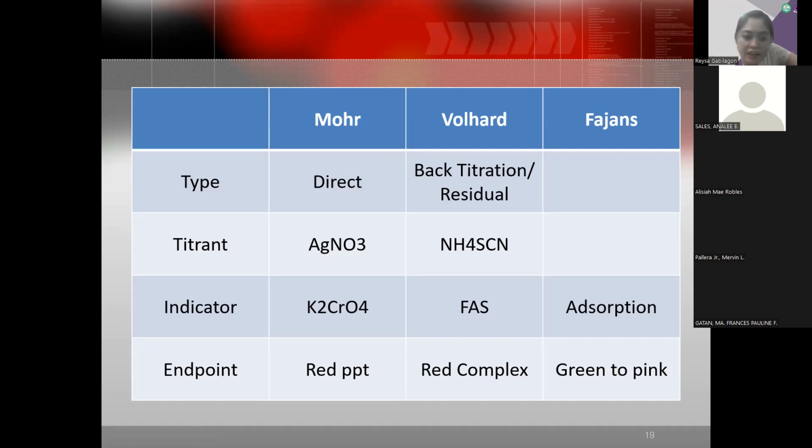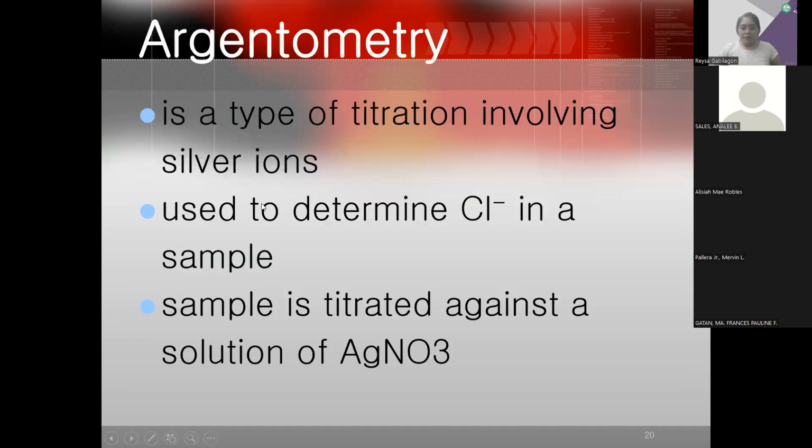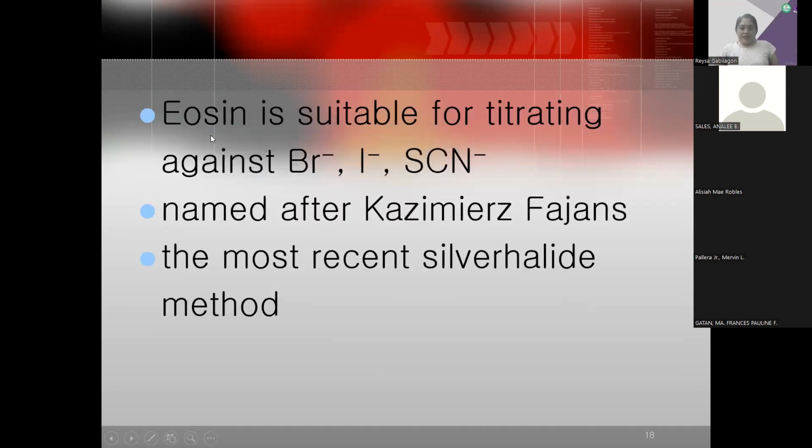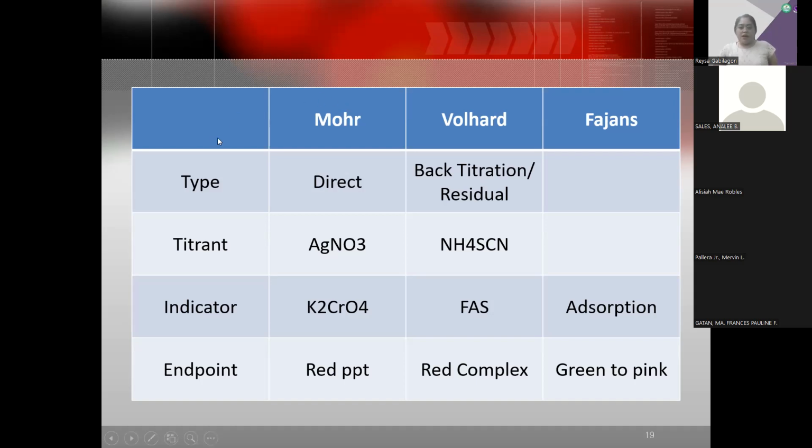And then, ang indicator, isa-isa sila, si Mohr potassium chromate, si Volhard is FAS or the ferric alum. And then for Vahans, we have the adsorption indicators, the DCF, the TB, or the eosin Y. For the endpoint, both Mohr and Volhard meron red color, red precipitate or red complex. For Vahans, it's green turning into pink. Okay, for the endpoint. Okay, so please be familiar with this one.